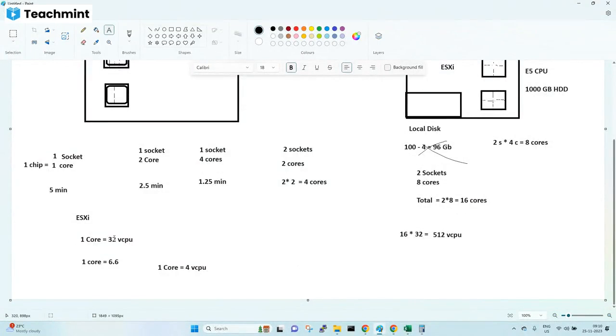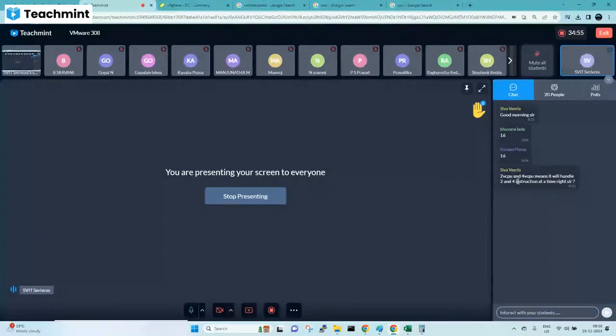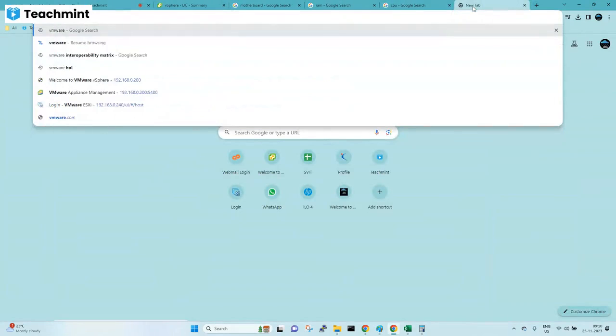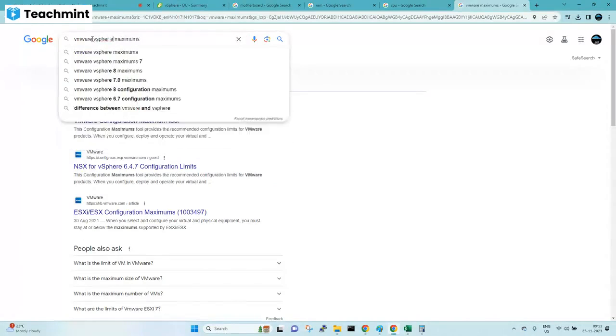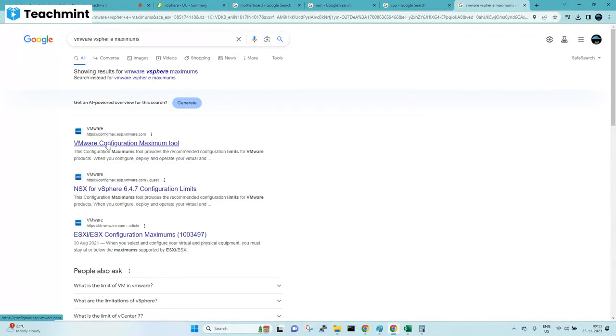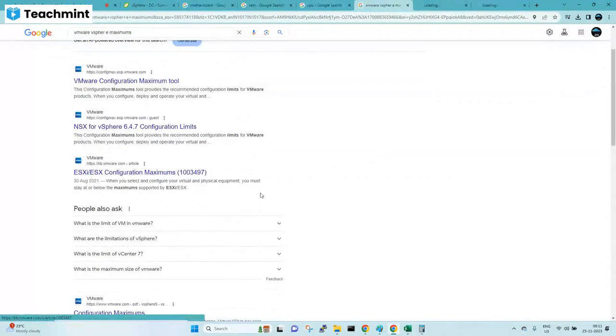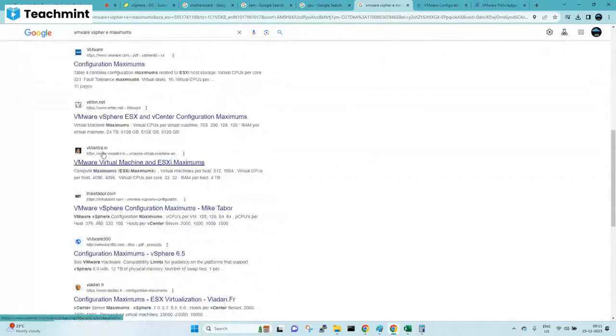How can you say that ESXi gives 32 vCPUs? Official VMware documentation. Almost you can say like that, Shiva, not a problem. Yeah, I can say yes. Okay, VMware maximums. You have to use something called VMware Maximums or VMware vSphere Maximums. You get a URL from the VMware website itself, and there is also a third-party website.